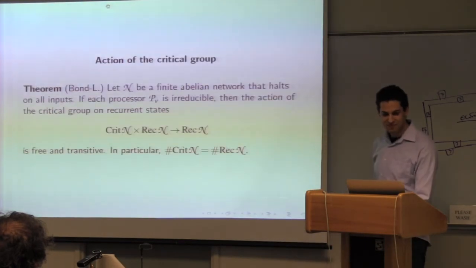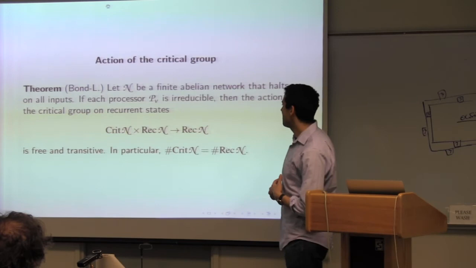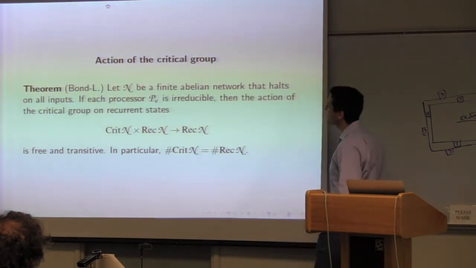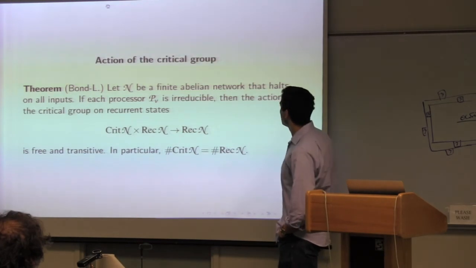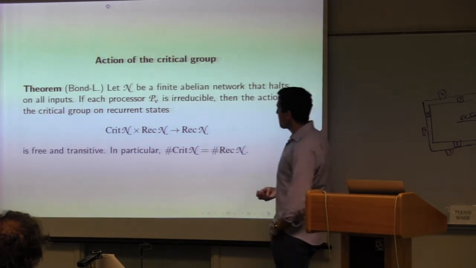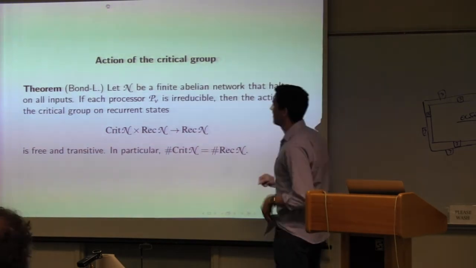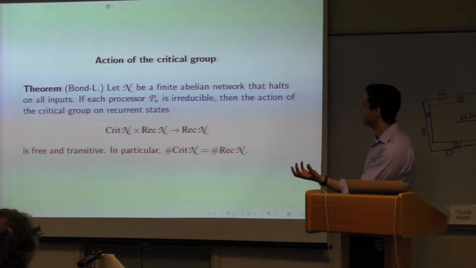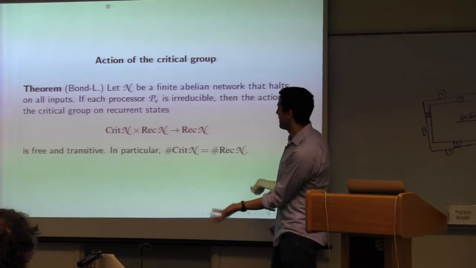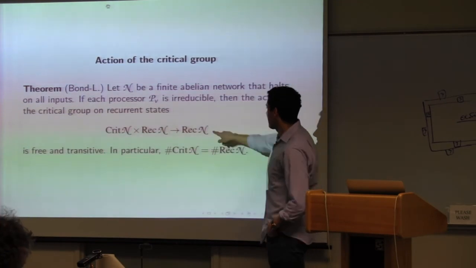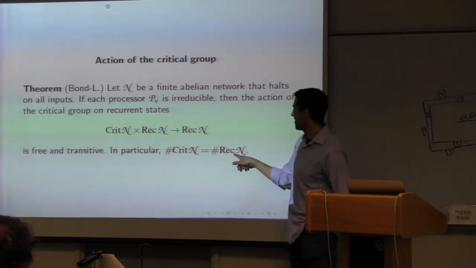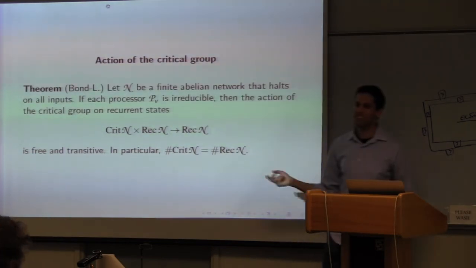And that turns out to be exactly the situation in abelian networks. So for any finite abelian network that halts on all inputs, if the processes are all irreducible, in the sense that each local monoid action is irreducible, then the critical group, that's this global algebraic invariant, has an action on recurrent states which is free and transitive. So in particular, the cardinalities of the group and the set of recurrent states are the same.